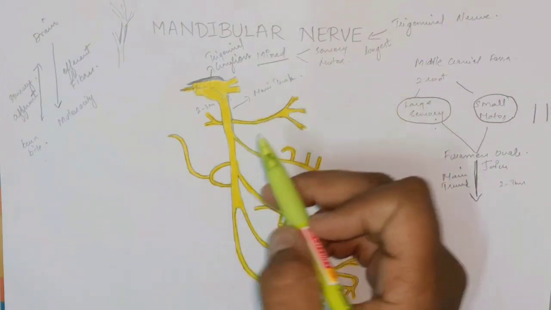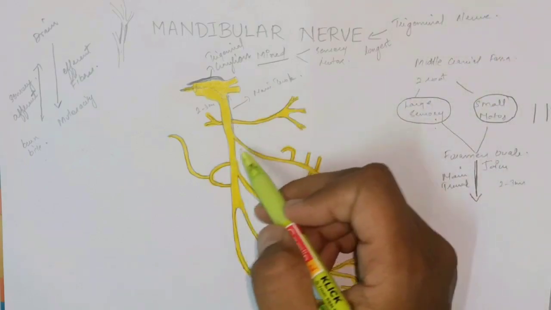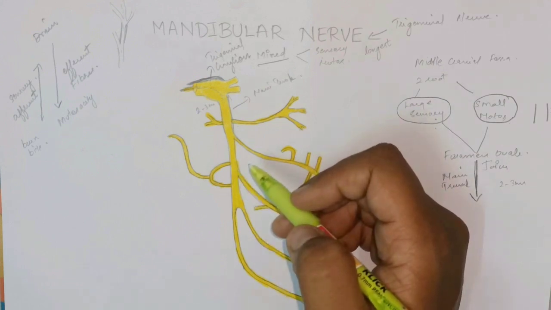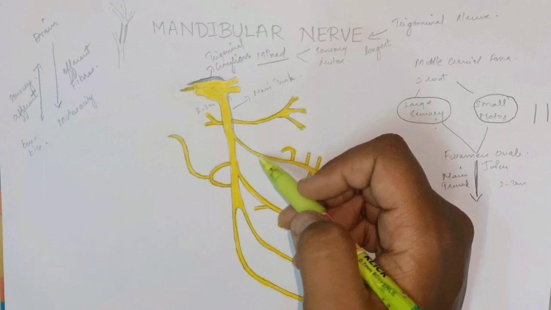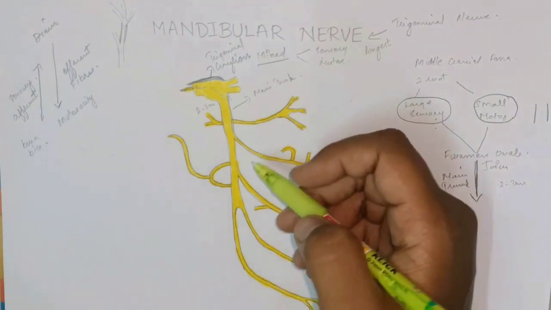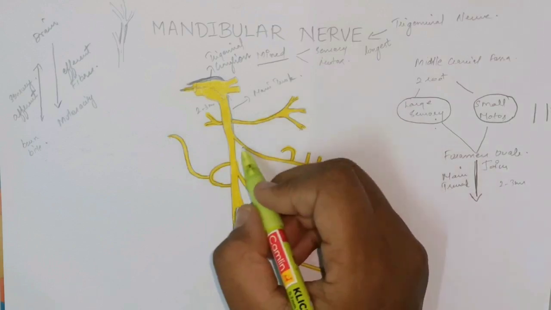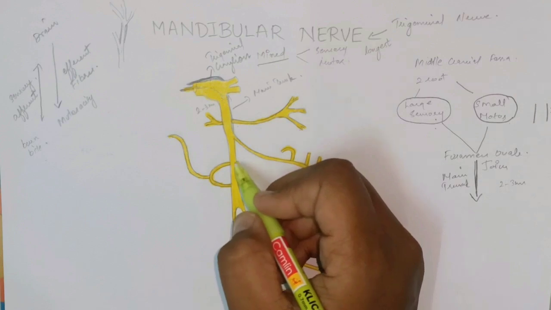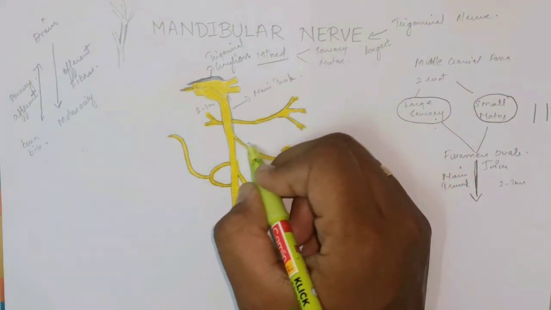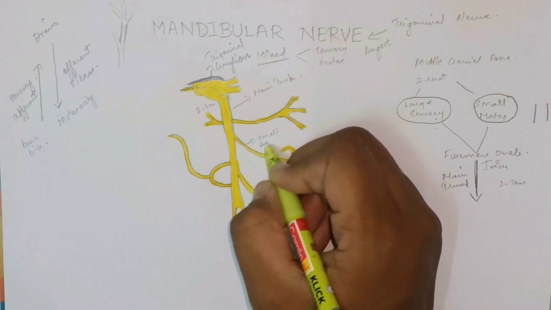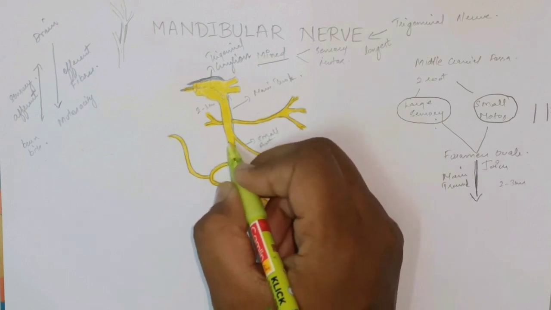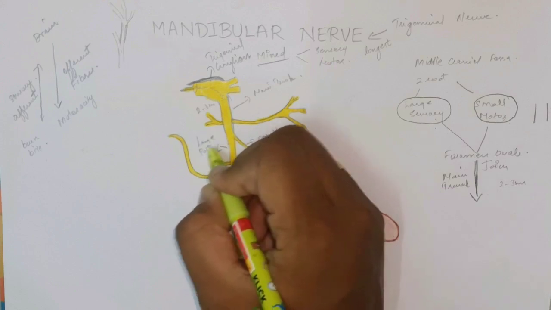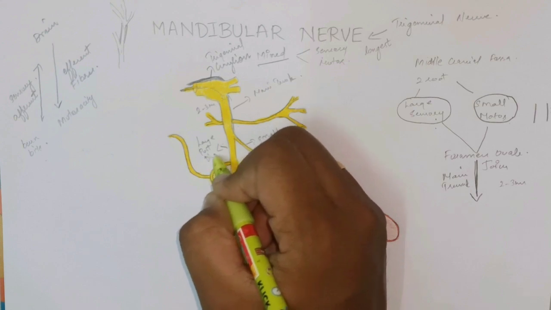After that, in the main trunk itself, it gives 2 branches, one anterior small branch and a large posterior branch. See, this is your small anterior branch, and this thick portion, that entire branch, is the large posterior trunk or large posterior branch.